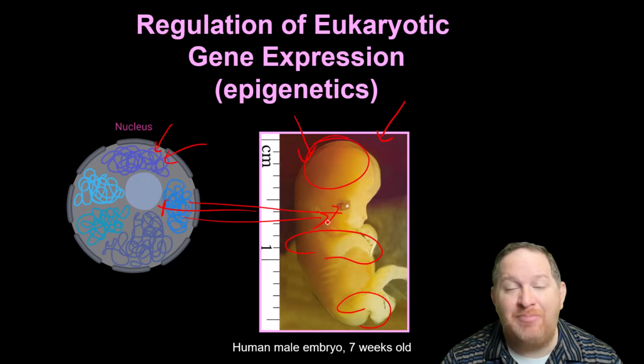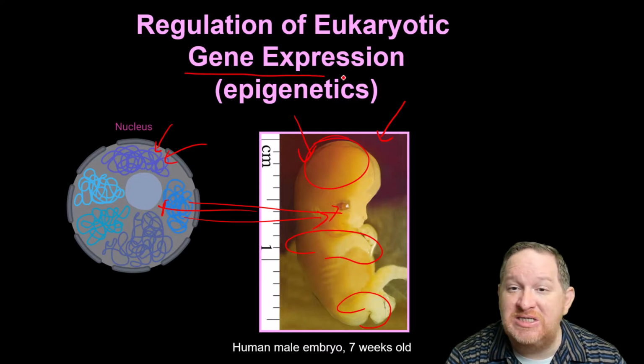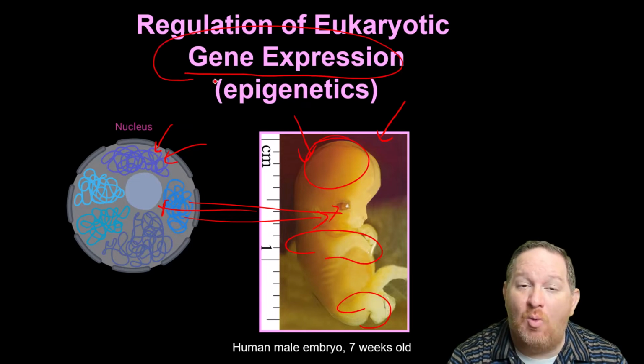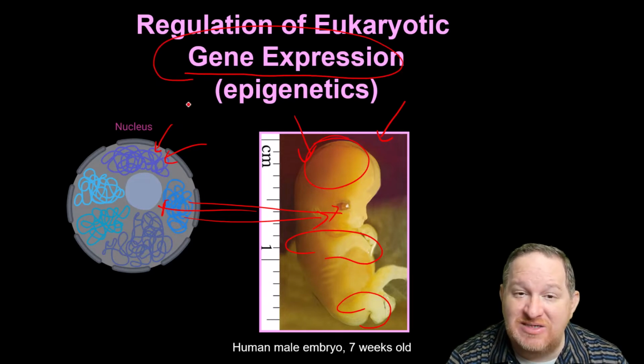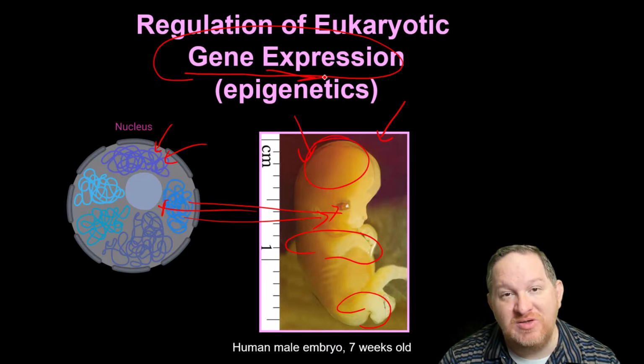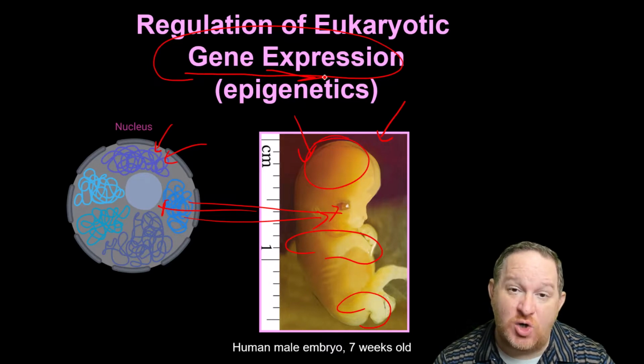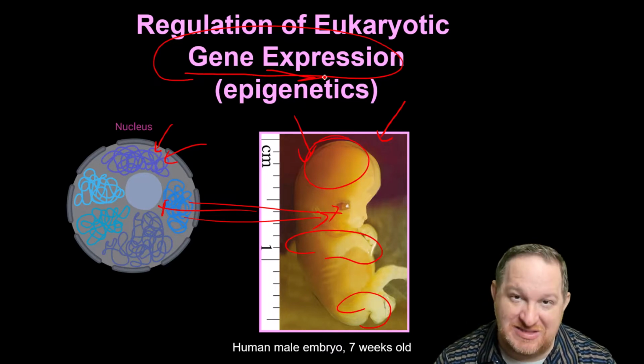Well, this all happens because the body regulates which genes are expressed at what times. The genes involved in making an arm were expressed at a certain time, but they're no longer expressed now. So in this video, we're going to talk about all the ways your genes are expressed. Let's get started.